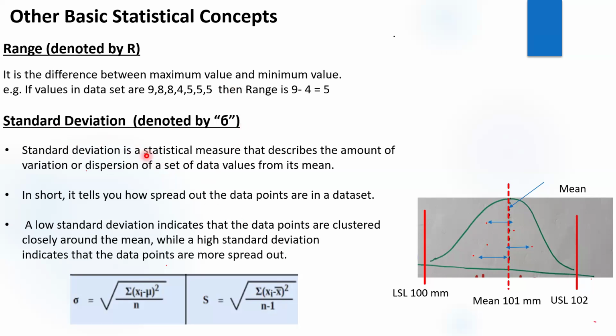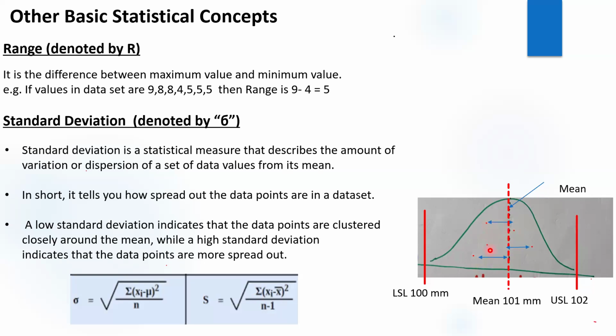Standard deviation. What does it mean? Standard deviation means how our data values are dispersed from the mean. For example, this is my mean. I am producing a shaft and the customer specification is 100 mm lower specification limit, upper specification limit is 102 mm, and my mean is in the center at 101 mm. So all the parts in this category are okay. But this is one part which is away from the mean, and this part is very close to the mean. This part is in between.